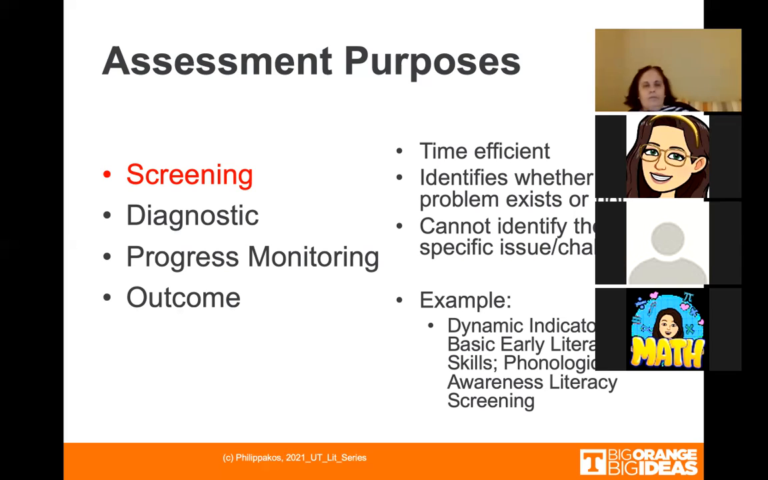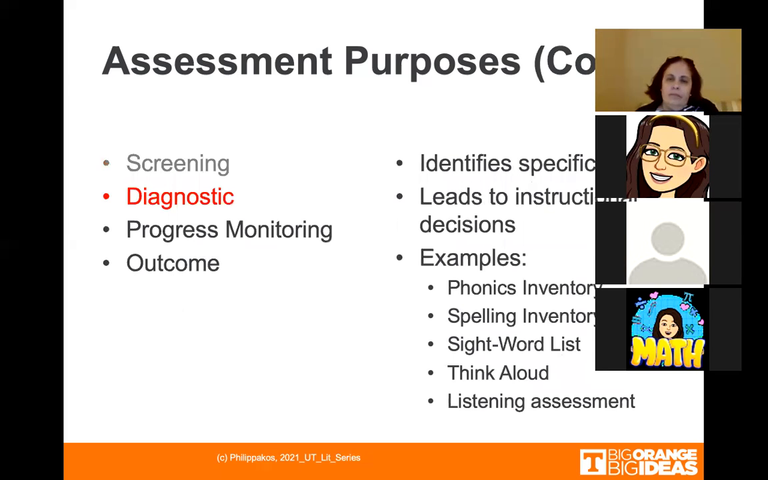Now, once we identify that someone has a fever, you follow with a diagnostic measure. Now you're trying to identify what exactly causes a student not to perform according to grade level expectations. This assessment purpose takes longer to be completed, and it may require more than one measure to be administered, not just one assessment. Examples of this type of diagnostic measures can be a phonics inventory, spelling inventory, sight word list, etc.